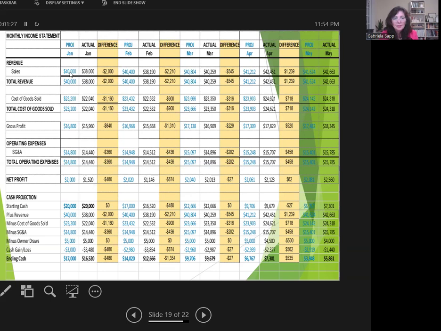Look at projected sales in January: $40,000, and this number comes from the calculation we did in the prior video. The projected number is actually higher than the actual number. The difference is a negative $2,000. What happened? Perhaps fewer customers came to the store, prices were too high, customers purchased less, or the store didn't have the products needed by the customers.